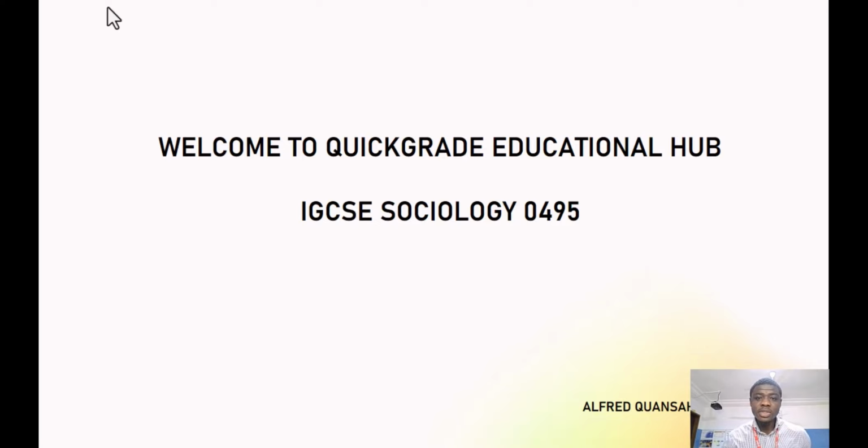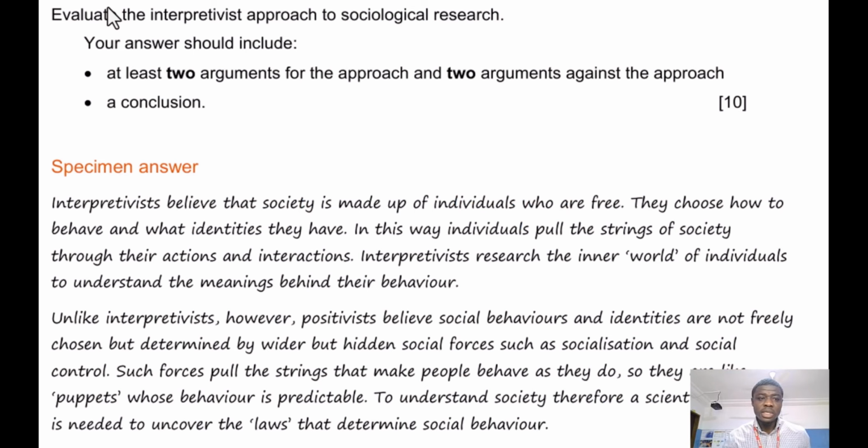Now today we are going to focus on how to answer research method question 1D. And so this is how they structure the question 1D. When you look at the question, they are asking you to evaluate the interpretivist approach to sociological research.